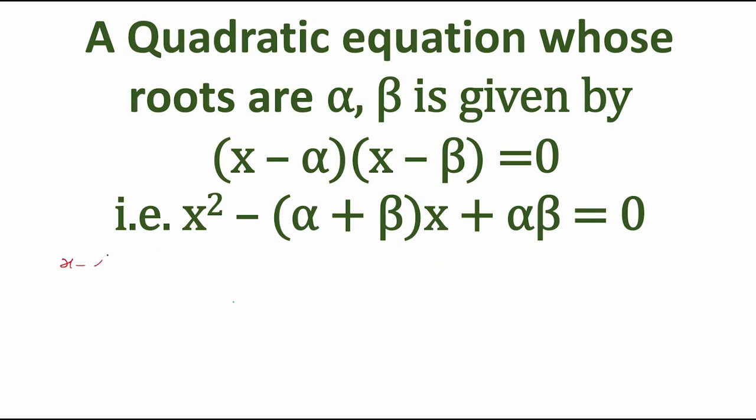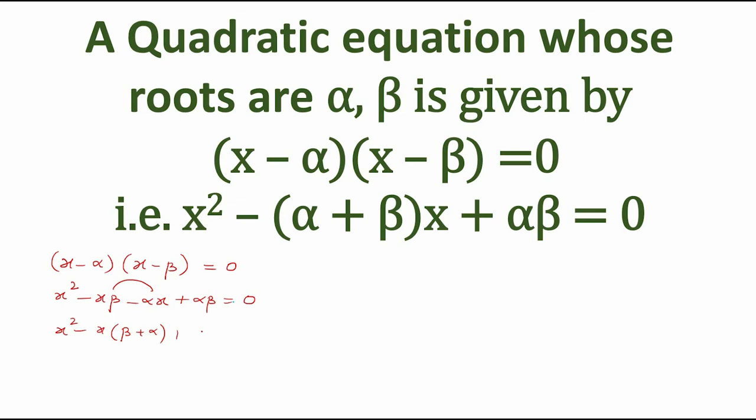So we have the roots as alpha and beta. So we can write the equation as (x minus alpha) into (x minus beta) equals to 0. If you multiply these two brackets, x into x, x square, x into minus beta, minus alpha into x, minus alpha into minus beta is equal to 0. Now from these two middle terms, we can take out minus x common. We have beta plus alpha here.